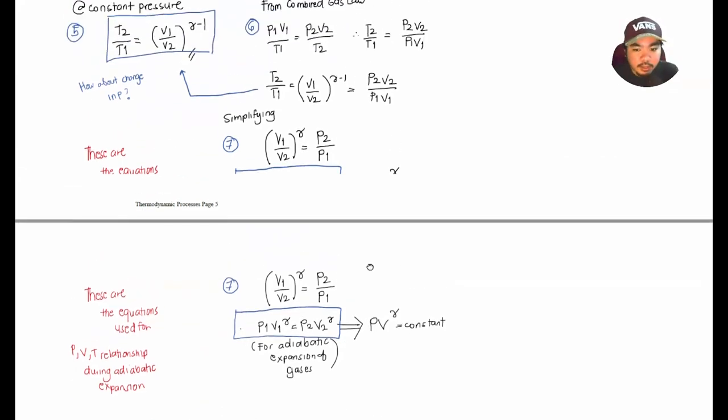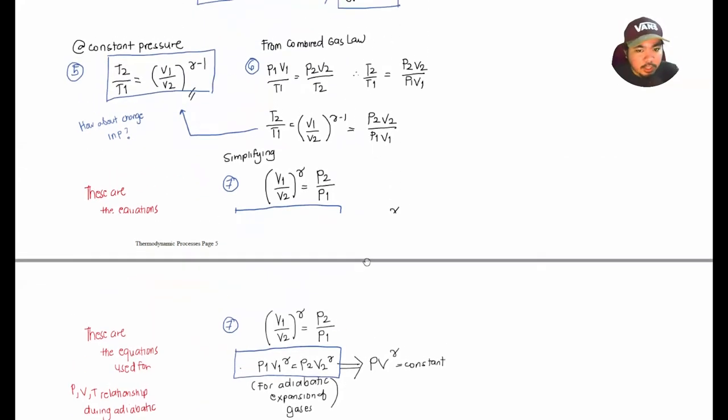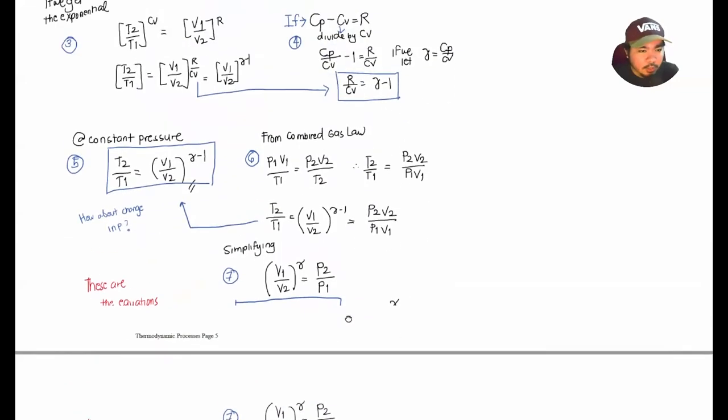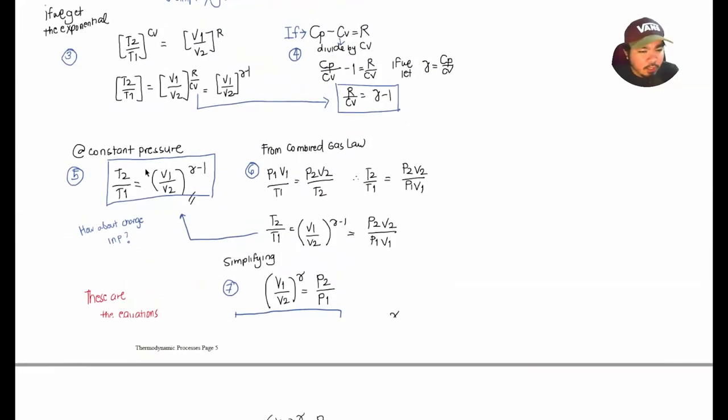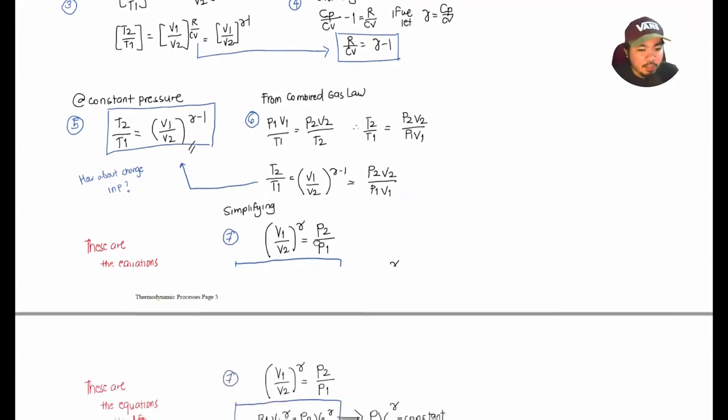And you can also relate pressure and temperature. You can make your own equation as well. I'll leave it to you guys. I think you can already do it. Just use this combined gas law, remove the volume term, and you can relate pressure and temperature.